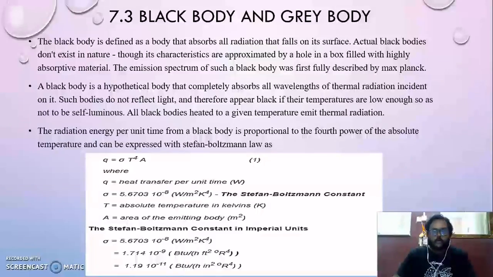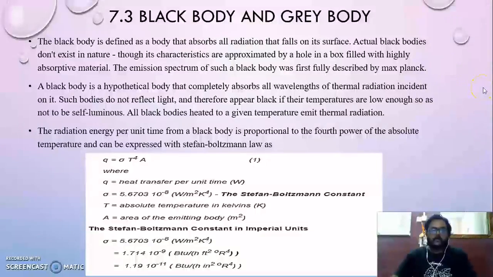The black body is defined as a body that absorbs all radiation that falls on its surface, so it absorbs everything. The actual black body doesn't exist in nature, though its characteristics are approximated by a hole in a box filled with highly absorptive material. The emission spectrum of such a black body was first fully described by Max Planck. A black body is a hypothetical body that completely absorbs all wavelengths of thermal radiation incident on it. Such bodies do not reflect light, and therefore they appear black if their temperature is low enough, so not too self-luminous. All black bodies heated will emit thermal radiation.